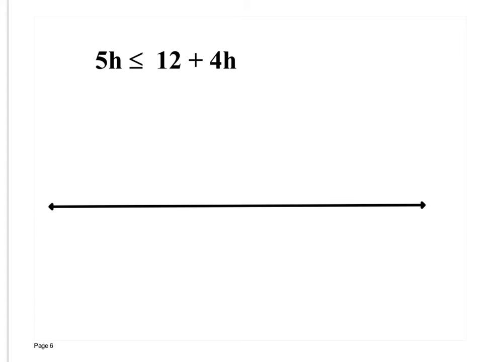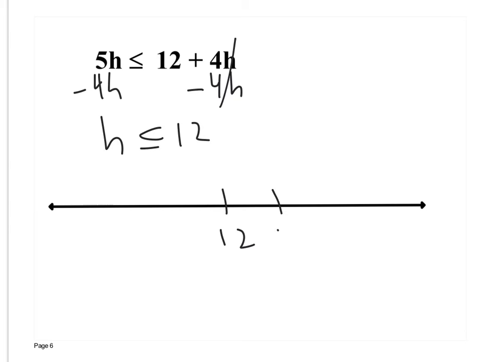I want you guys to solve this one. I look at the inequality here. It's 5h is less than or equal to 12 plus 4h. So first thing I do is I've got to get h on the same side. So I would subtract 4h from both sides, which leaves you with h is less than or equal to 12. So I put 12 in the middle, do a couple numbers.